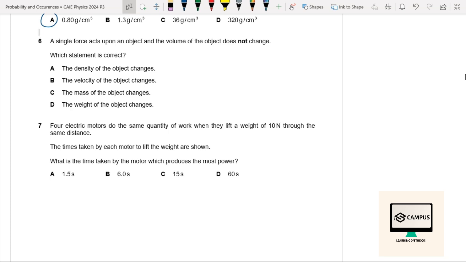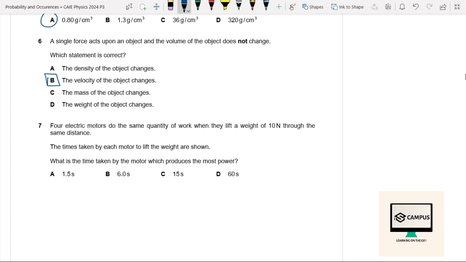Let's analyze the statements one after another and determine which one is correct. The density of the object changes. No, since the volume is not changing and mass happens to be the same, density would remain the same. A is wrong. The velocity of the object changes. Yes, from Newton's second law, if a force acts on an object, it should accelerate. Well, there is a concept of inertia as well, but the velocity should change. We are assuming something's there. So B is the right answer. Similarly, we can also see C and D. The mass of the object changes, no. The weight of the object changes, no, because we are on the same planet. So the velocity of the object changes. B is the right answer.